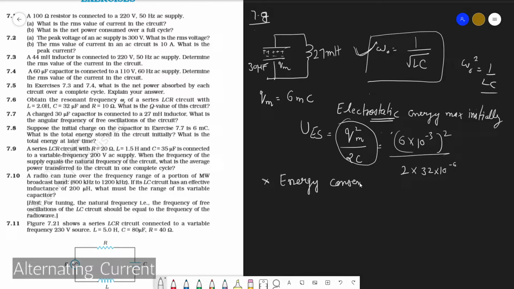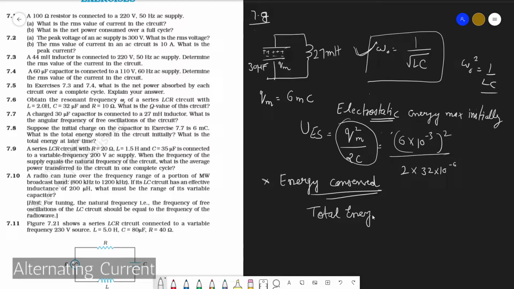Conservation of energy tells us that energy will neither be created nor destroyed. It can only be transferred from one form to another. So although at different instants of time the electrostatic energy will be converting into electromagnetic energy and back to electrostatic energy, that cycle will continue, but the total energy will remain constant.